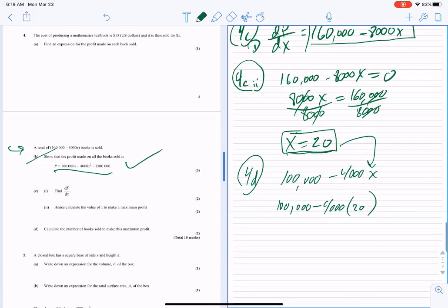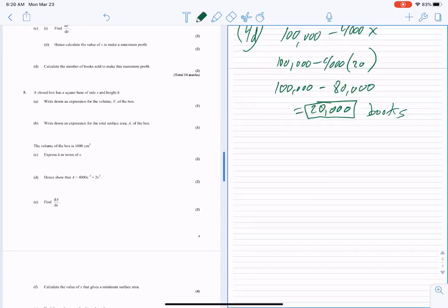So this is going to be 100,000 minus 4,000 times 20. So what I have here is 100,000 minus 80,000, really. So this will be 20,000. So I've got to sell 20,000 books with these formulas to maximize my profit. And that's your answer for this.